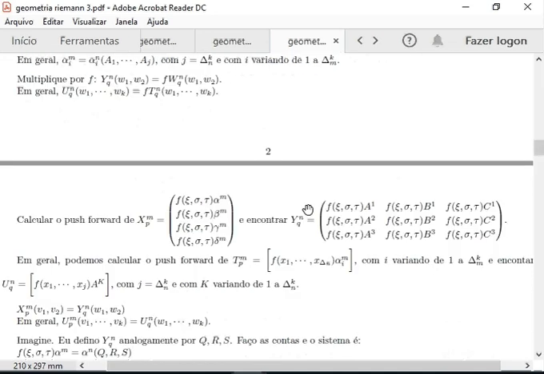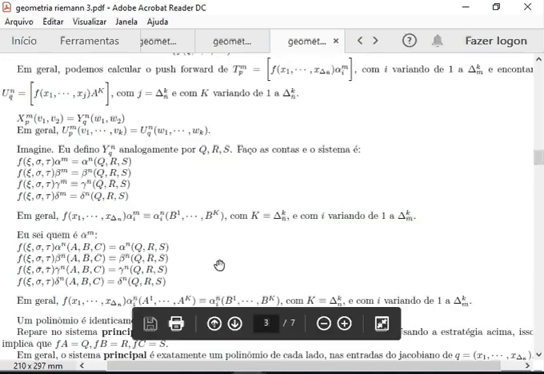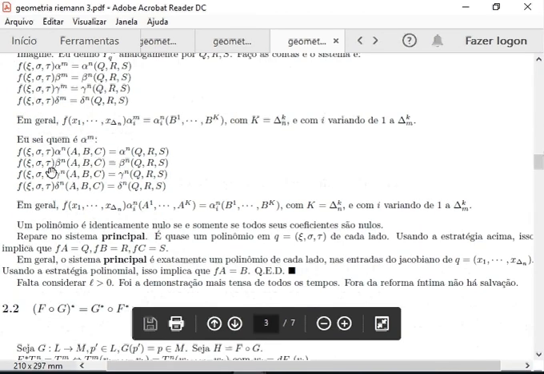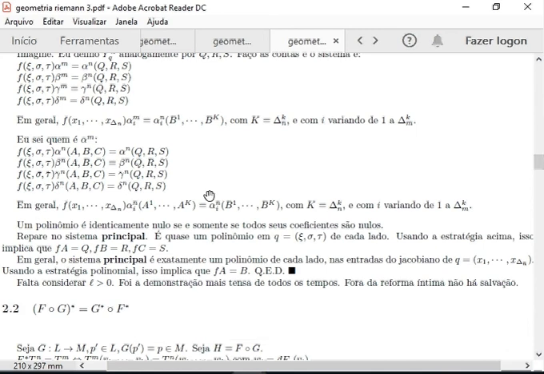Alpha N ABC. F alpha N ABC, alpha N QRS. F beta N, beta N. F gamma N, gamma N. F delta N, delta N. Generally, F from x1, x delta N alpha in A1 A big K equals to da-da-da.